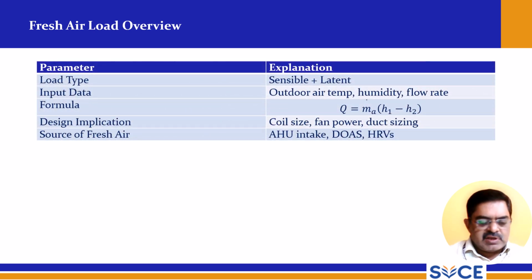So this is the summary of this topic, fresh air load. Load type is normally sensible and latent; input data is outdoor air temperature, humidity, flow rate; design implication is coil size, fan power, duct size; and source of fresh air is AHUs, intake, DOAS and HRVs. That's what we have seen in the last slide. So here ends this topic, students.